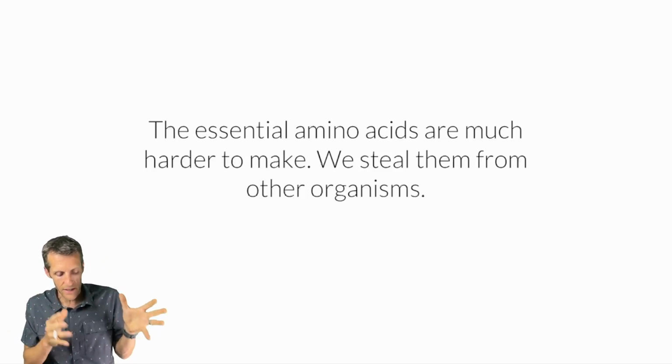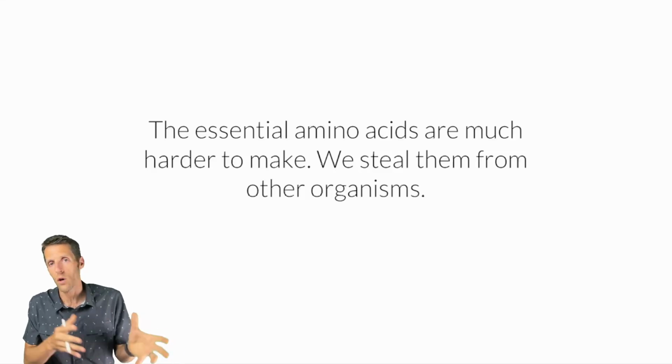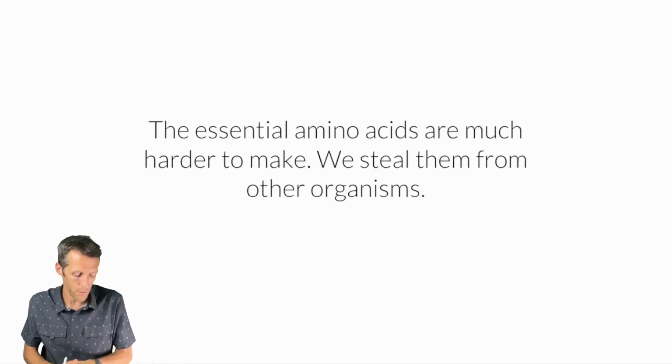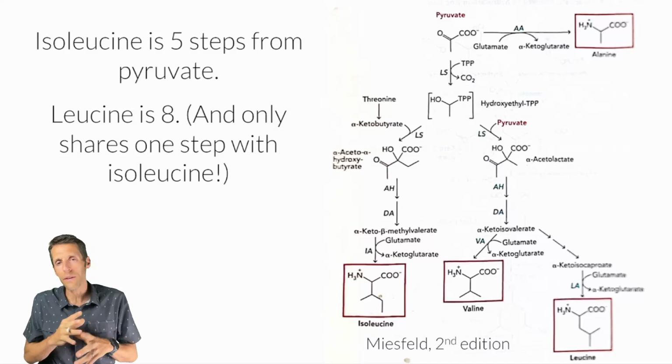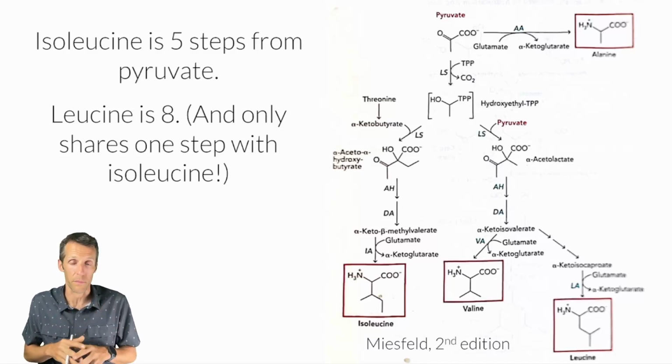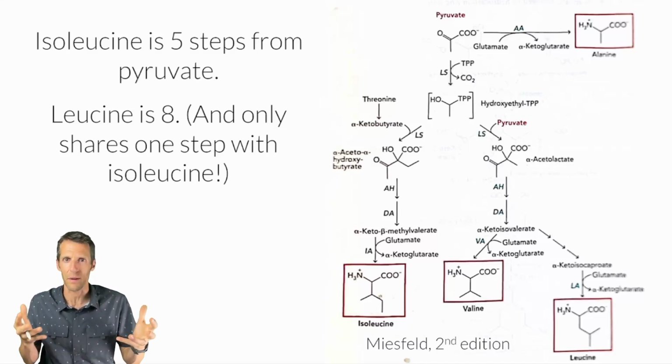Overall here, the idea is that the essential amino acids are hard to make, so we steal them from other organisms. Now, I wanted to give a brief overview, but I don't want to go through all of them because these are really complicated and it just ends up being a list of pathways.